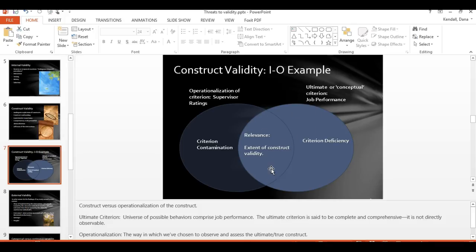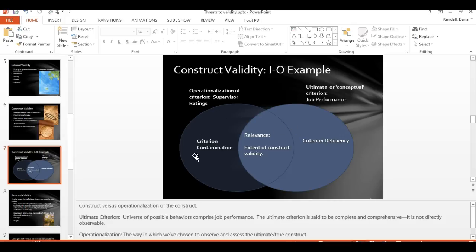Okay, so let's go over to the circle here on the right. This is our conceptual criterion of job performance. Let's say this is my job performance as a professor. And so this is the universe of possible behaviors that encompass my job performance. So it's all the things I do on a daily basis for my job, the things that you see and the things that you don't see as students. So that is called the ultimate or conceptual criterion or conceptual construct that we've talked about before. I think Fisk mentioned that as well in the readings.